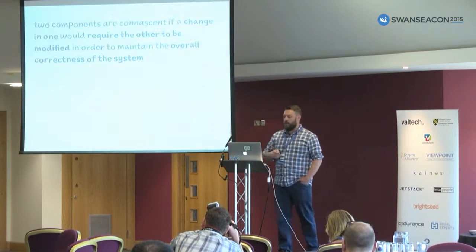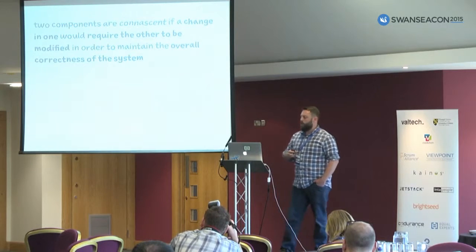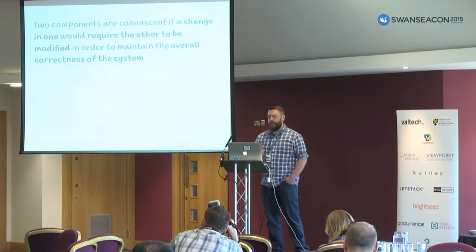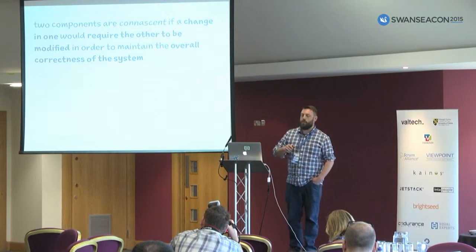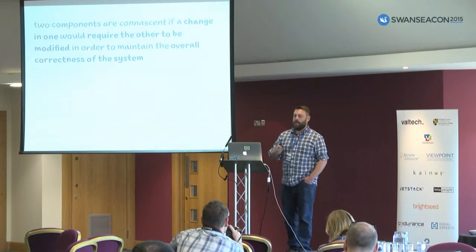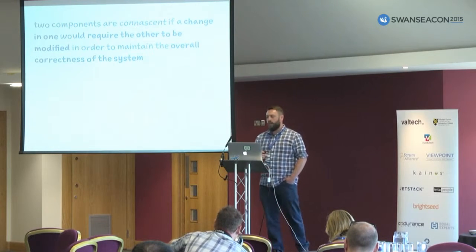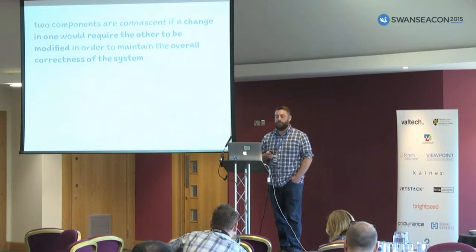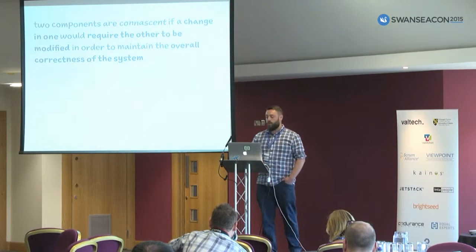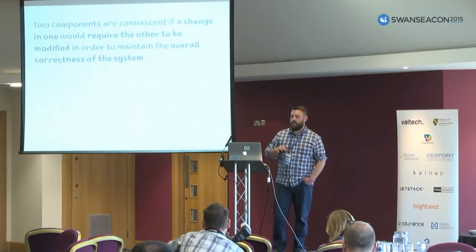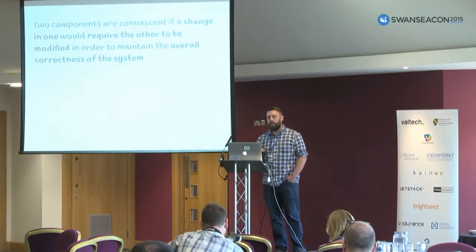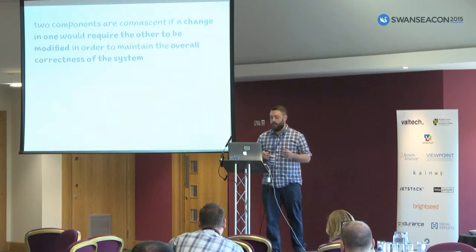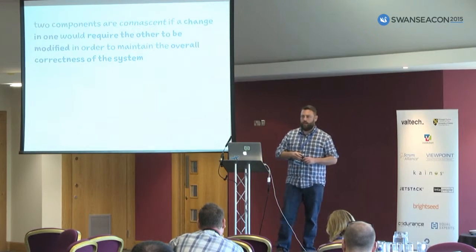But for us, in computing, what Meilir Page-Jones described is that two components are connascent if a change in one would require the other to be modified in order to maintain the overall correctness of the system. And connascence gives us a way to reason about the connectedness of our system. Meilir Page-Jones wanted a way to evaluate design decisions in an OO system, so he wanted to be able to categorise relationships between components and hint at ways to improve the design.